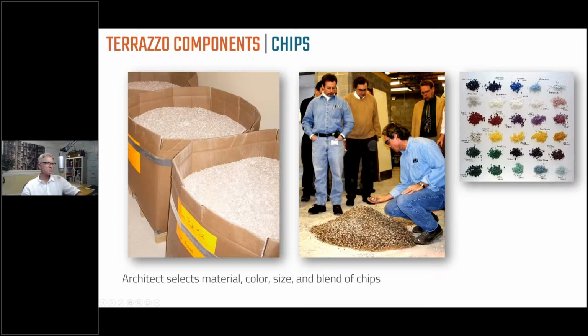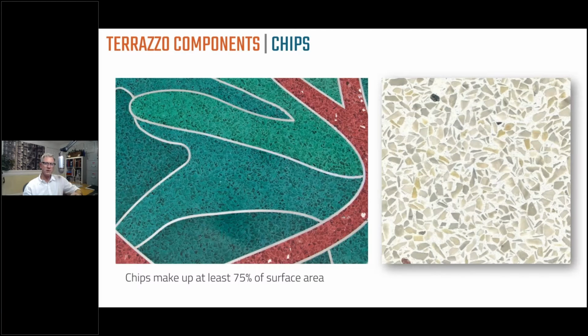So when we look at a terrazzo floor, most of what our eye sees are the chips, the aggregate. Anywhere from usually 75 to 85% of the floor is a dense concentration of chips. So for that reason, a lot of designers put a lot of thought into the chips. Chips can be one color, can be multiple colors, can be one material, can be multiple materials, could be a single size, could be different sizes.